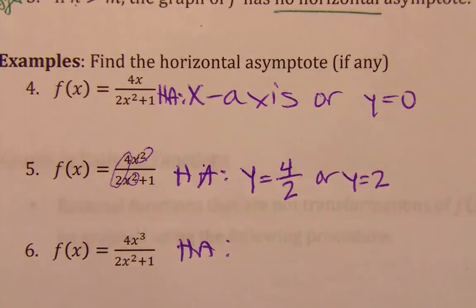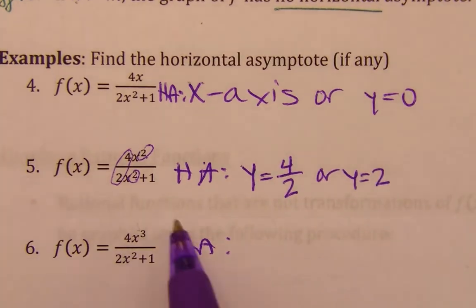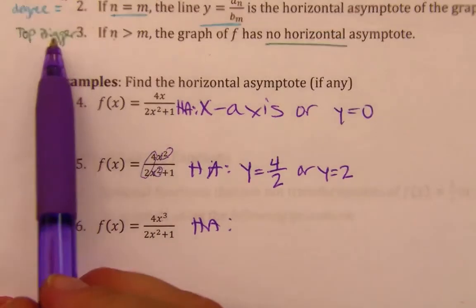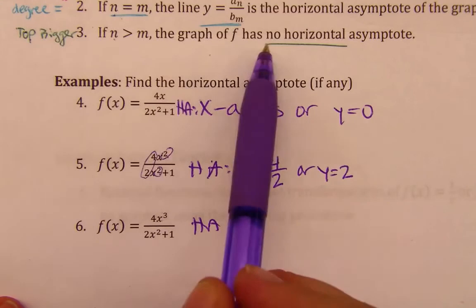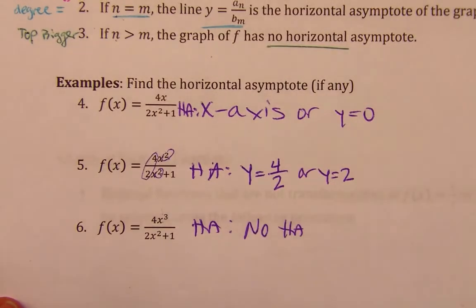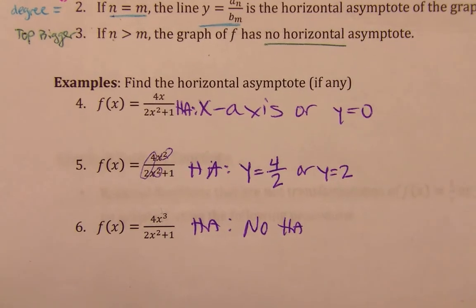Okay. And then for this last one, the degree of the top is bigger. And looking back at what we said, if the degree of the top is bigger, then there's no horizontal asymptote. Okay. And I'm going to go ahead and flip the page now.